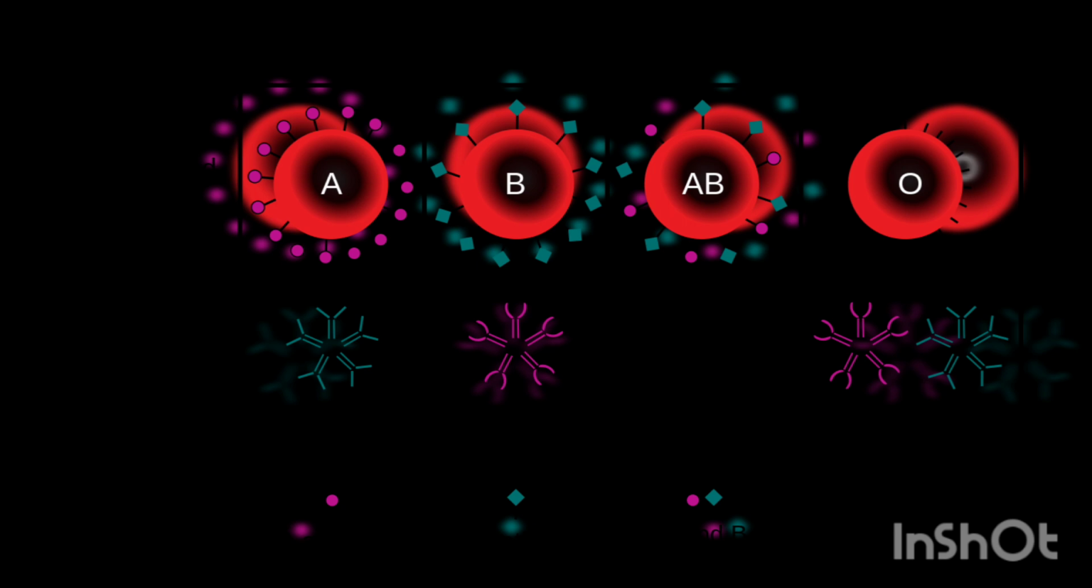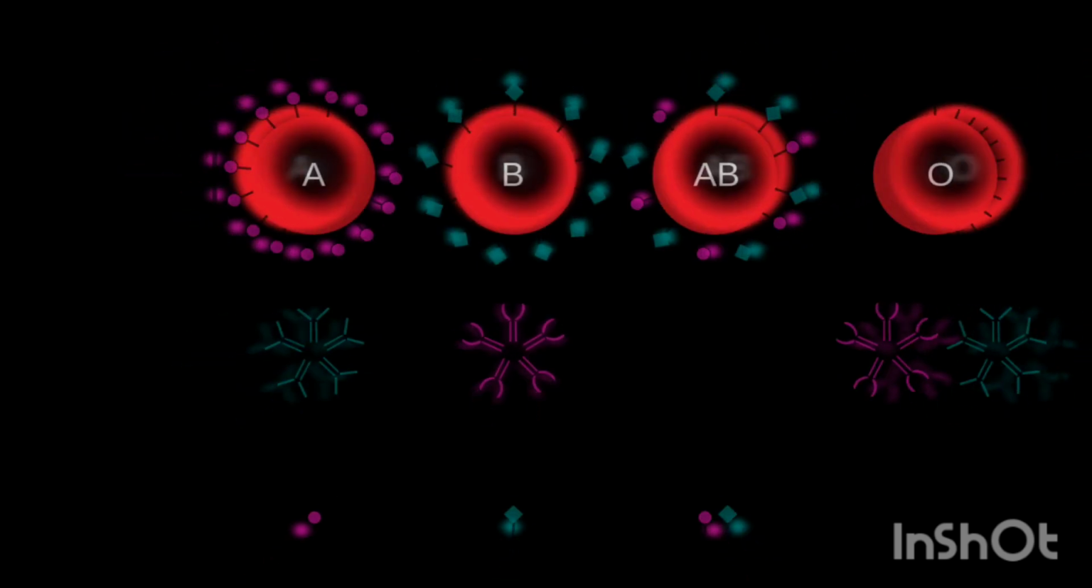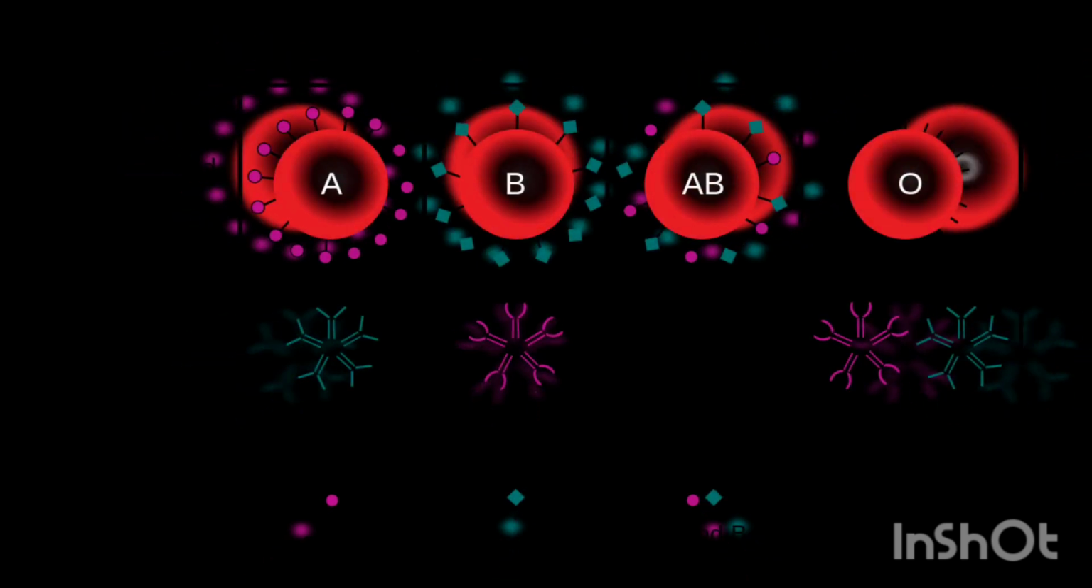Next, blood group O. O group has no antigen and A and B antibodies are present. It is the universal donor: it can be given to all four groups, A, B, AB, O, and it receives blood from O negative. So blood group O is the universal donor.